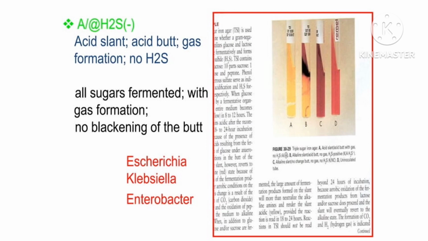So common reactions, that is acid slant, acid butt, that is yellow by yellow, gas formation but no H2S. So first, picture A shows the reaction: acid slant, acid butt, gas formation, no H2S. All sugars are fermented in this reaction with gas formation. Since there is no blackening of the butt, it denotes there is no H2S production. So examples include Escherichia, Klebsiella, and Enterobacter.